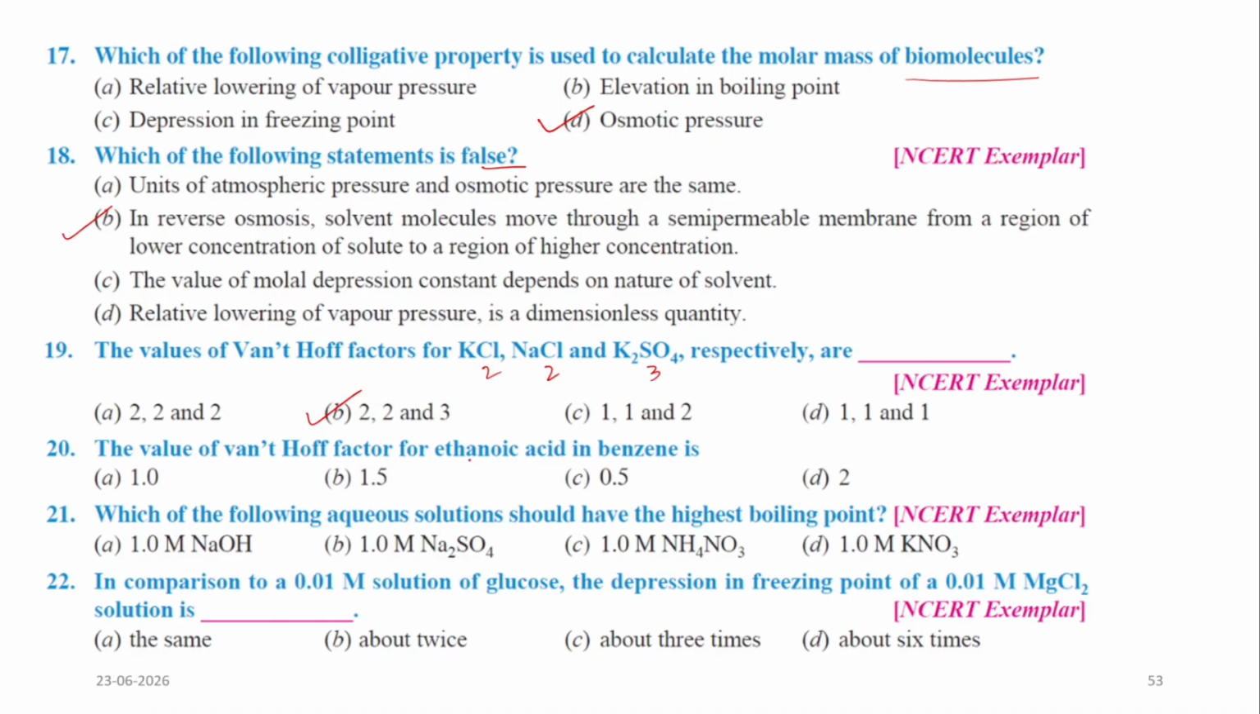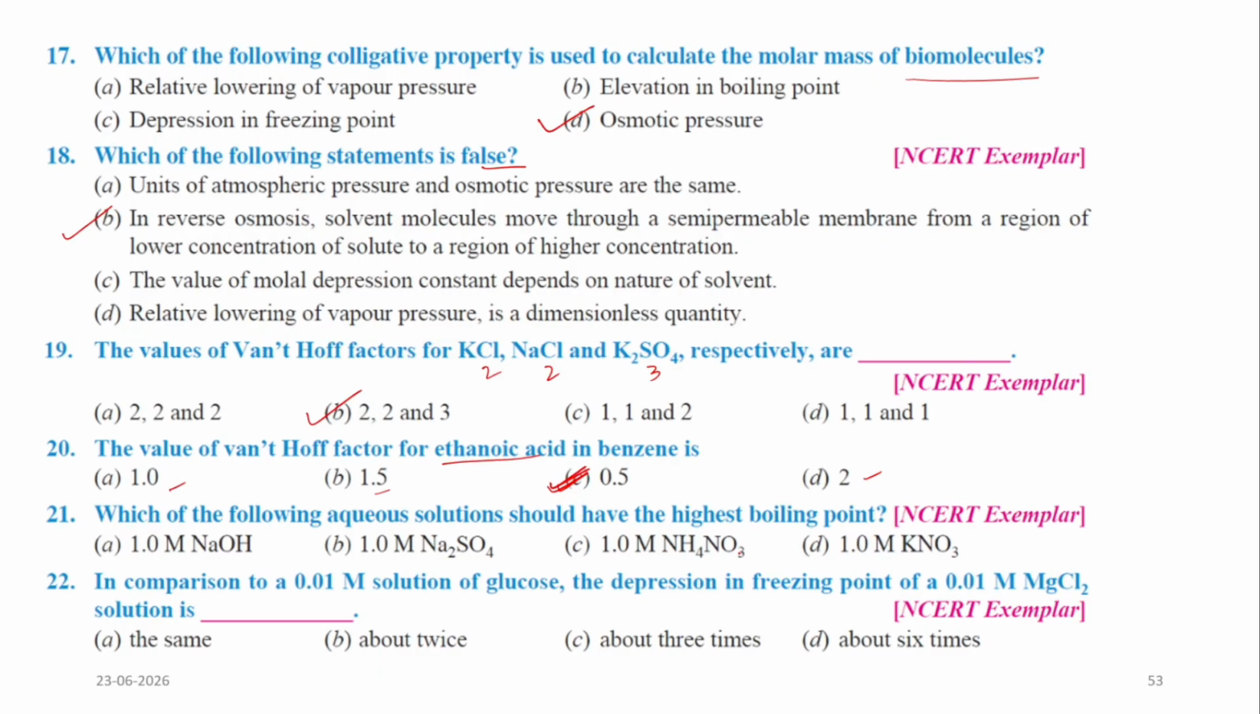The value of Van 't Hoff factor for ethanoic acid in benzene. Ethanoic acid is again a type of acetic acid. It will undergo association. So you can see this is 1, this is 1.5, this is 2. So either i is 1 or greater than 1. This can never be the case for any benzoic acid or any carboxylic acid. So I think the correct option is 0.5, because it will undergo association, and for association i is always less than 1.